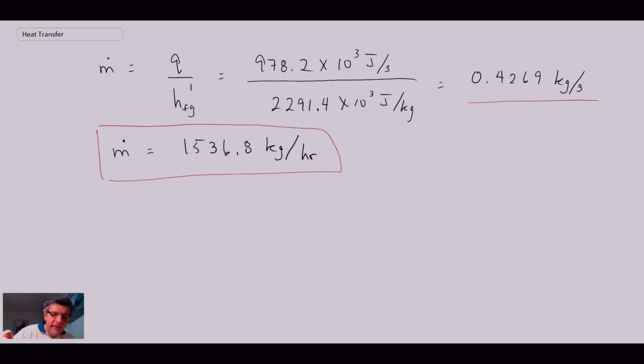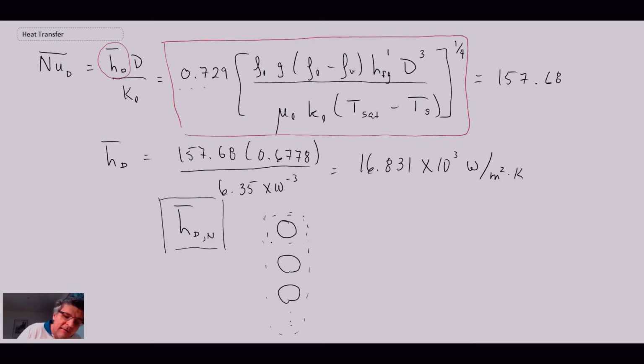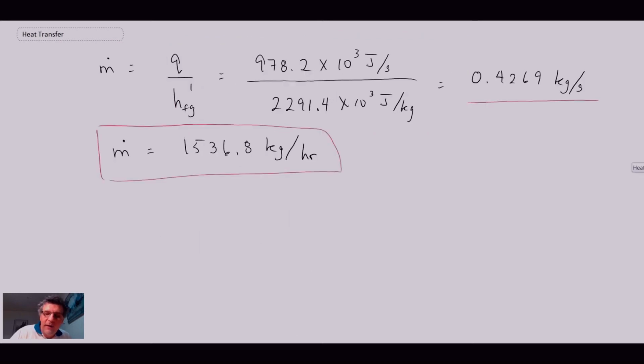Now, we could declare victory and say that we've solved the problem, but really what we need to do is check the Reynolds number on each of these horizontal cylinders. If you recall, we were using a relationship very much like Nusselt's relationship, which was derived for laminar flow. It was modified a little bit to take into account the horizontal cylinder. But we need to check the Reynolds number, and that's what we're going to do in the next step.